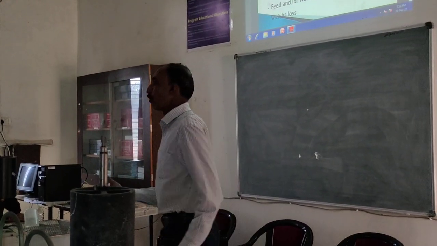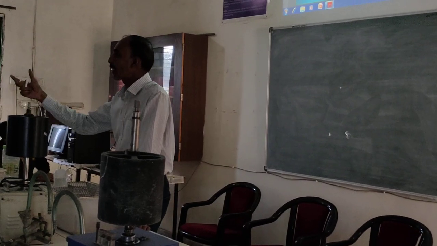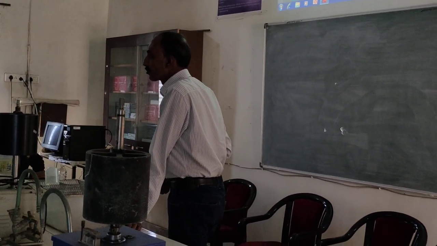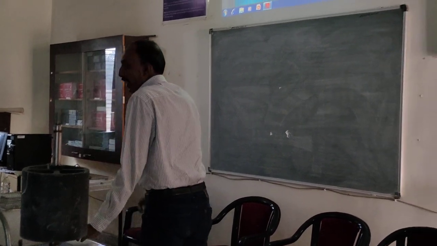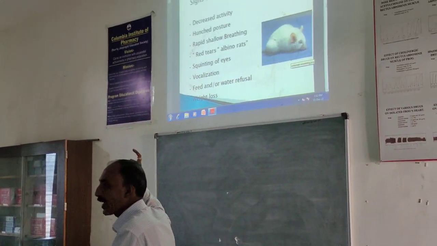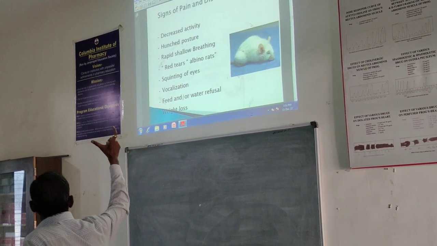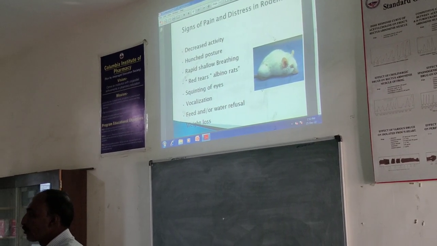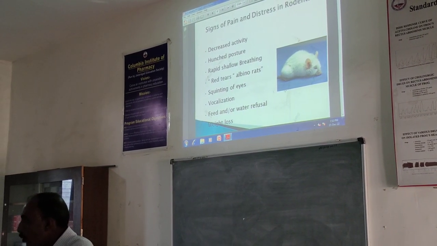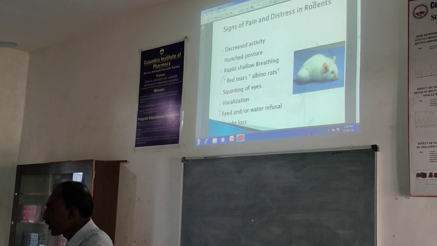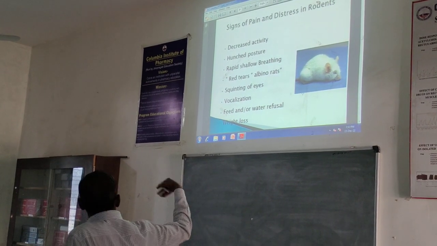Feed or water is refused. If you provide the feed, the animal is not willing to take the feed. Weight loss. These are the signs and symptoms. From that we can observe the pain and the distress in the animal, because the animal is not capable of saying what sort of pain, what sort of suffering it is going through.